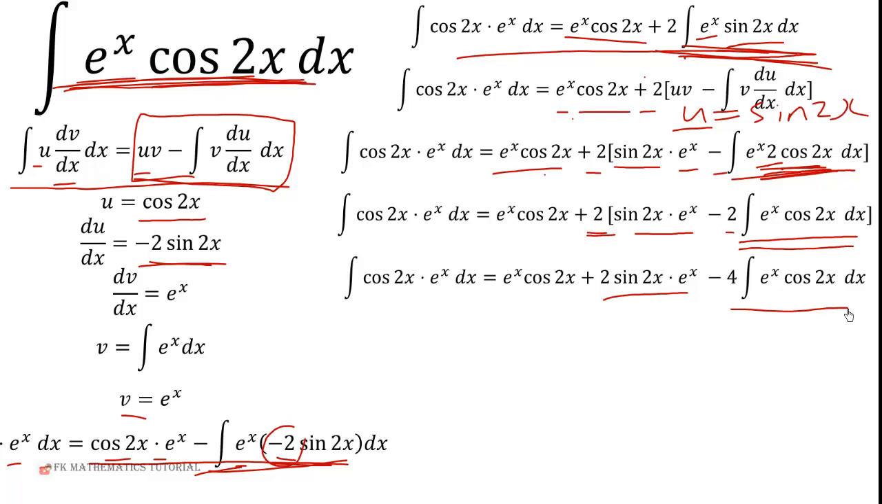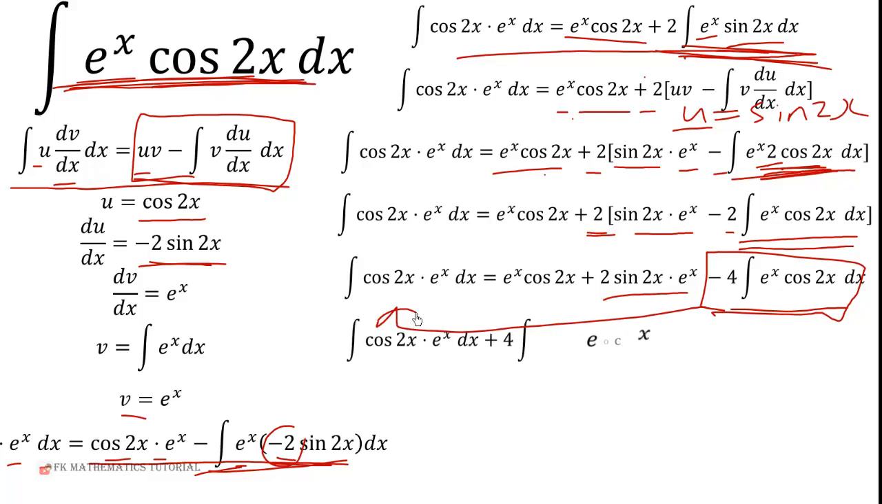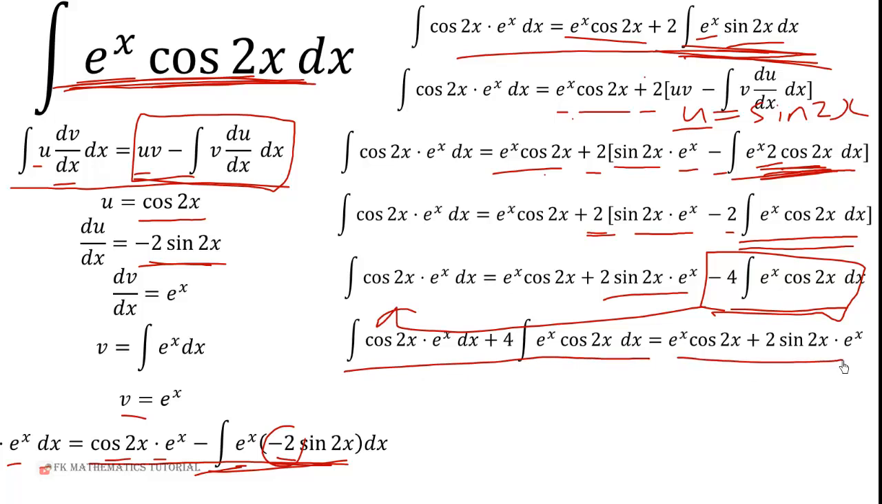So what do we do next? We now realize that this part of the integration is the same as what we started with. So we group them, we group the like terms. When we group like terms, we have what you're seeing on the left hand side of the equation, and this is left on the right hand side of the equation, which is what you're seeing here.